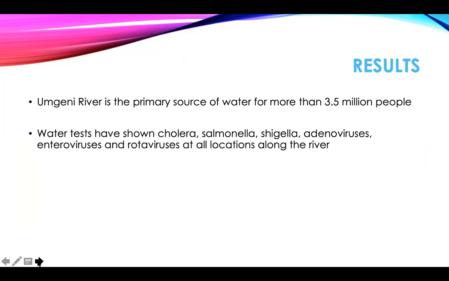This particular river, the Mgeni River, is a primary source of water for more than 3.5 million people. Water tests have shown cholera, salmonella, shigella, adenoviruses, enteroviruses, and even rotaviruses at all locations along the river. So all of these can lead to serious disease amongst people that are using the river as a direct source of water.